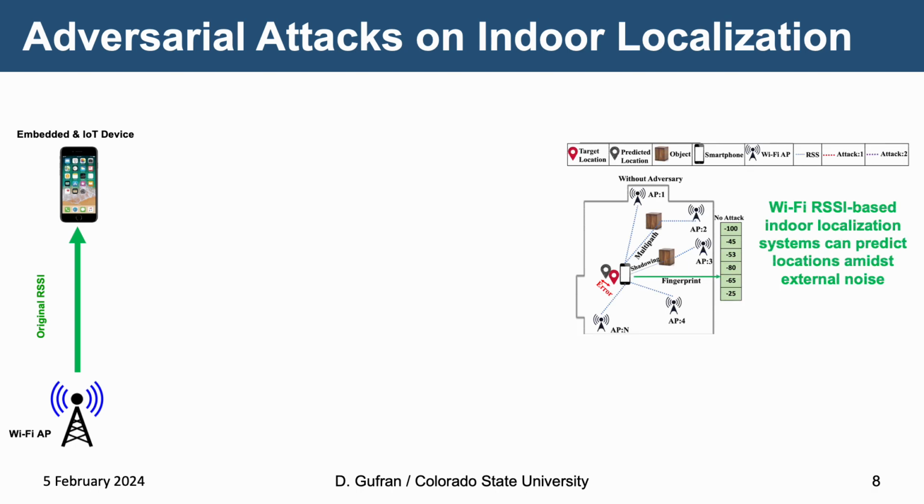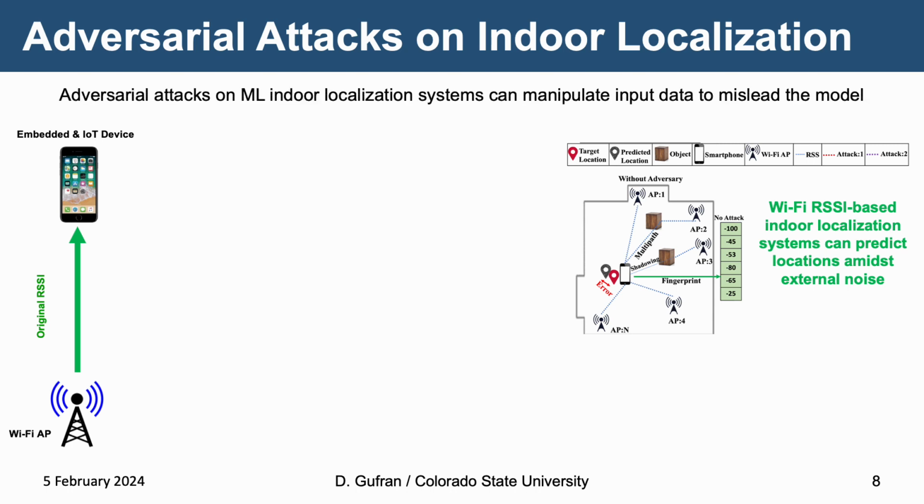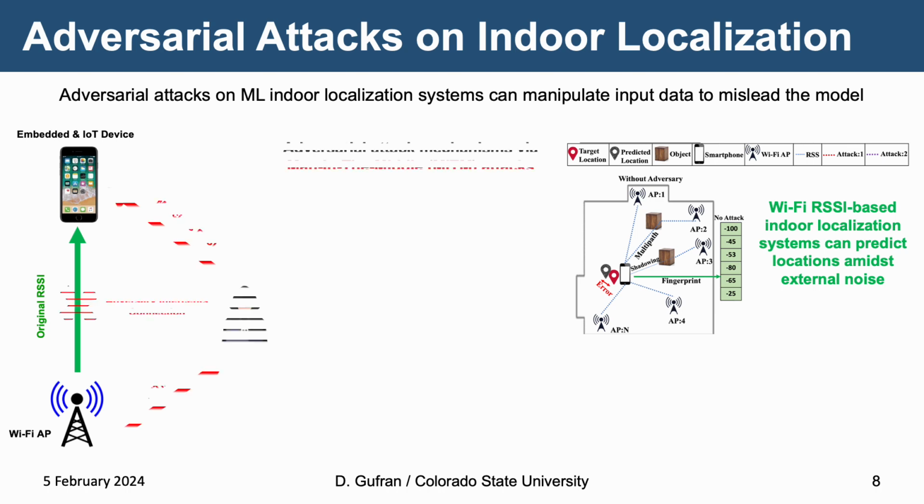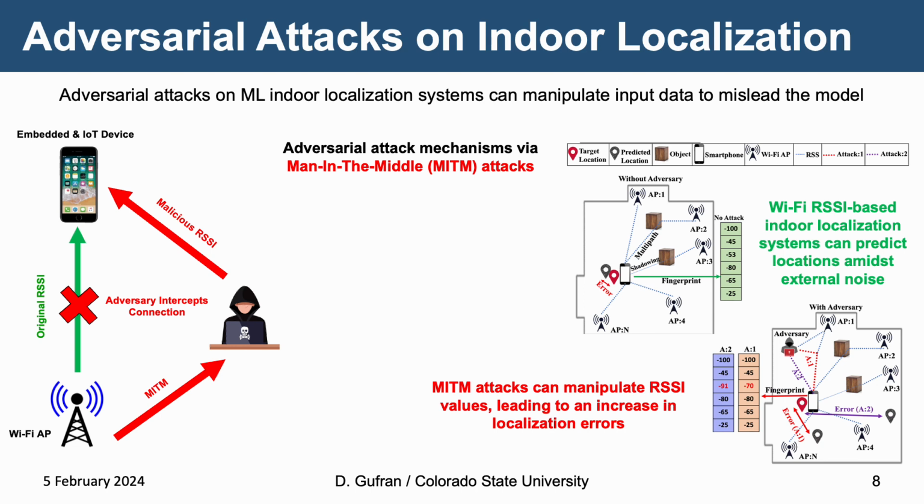Various strategies have been proposed in prior works to significantly mitigate the impact of external noise on the accuracy of indoor localization systems. Despite these efforts, a new and potent challenge emerges from adversarial attacks capable of manipulating the input RSSI data with the explicit intent of deceiving the underlying machine learning model. Among the array of potential attack methods, our focus centers on man-in-the-middle, or MITM, attacks. MITM can manipulate RSSI values, introducing inaccuracies and ultimately increasing localization errors.